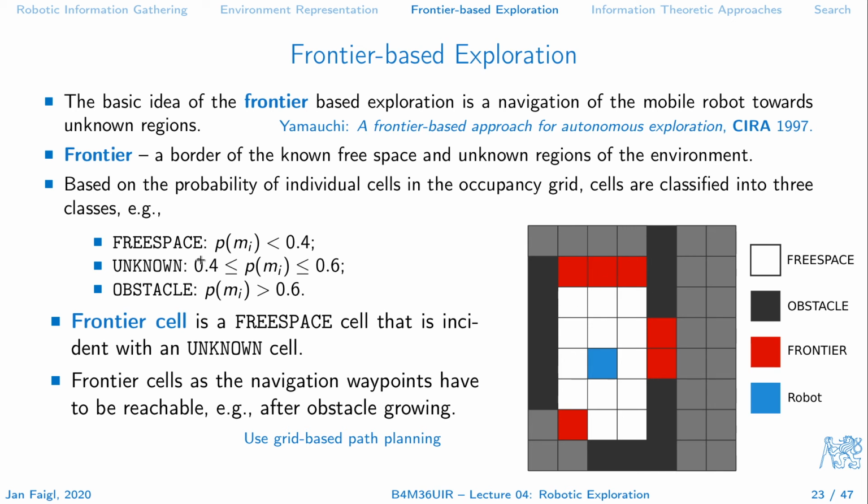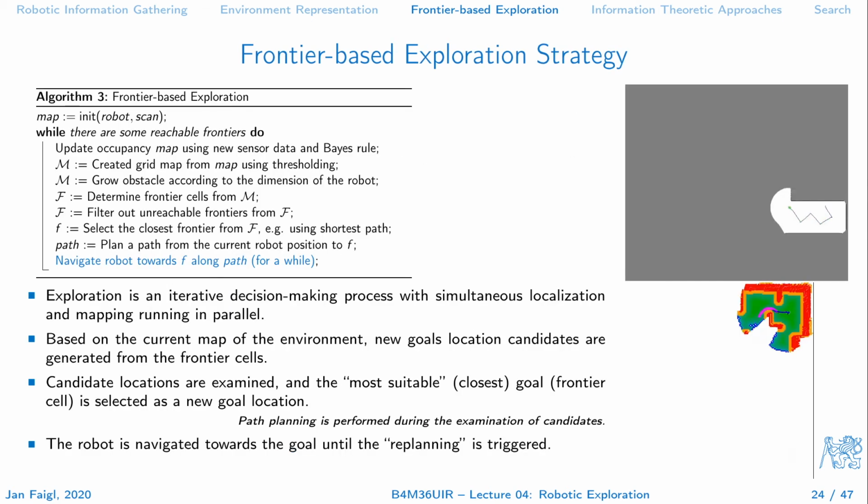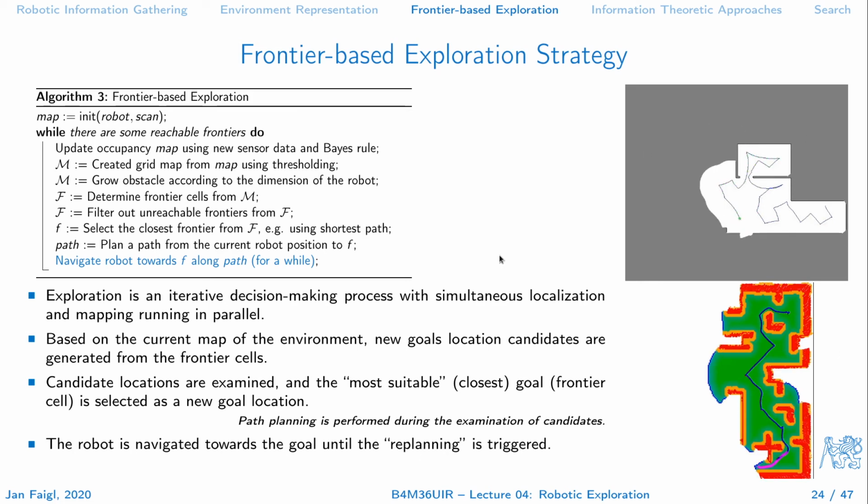So we have the occupancy grid, so we can classify each cell into three possible classes. There is free space, if the probability is below, for example, 0.4, there is unknown, and there is the obstacle. Once we have this grid map, we can use grid-based path planning for that. And you can see the performance of some frontier-based exploration in this video.